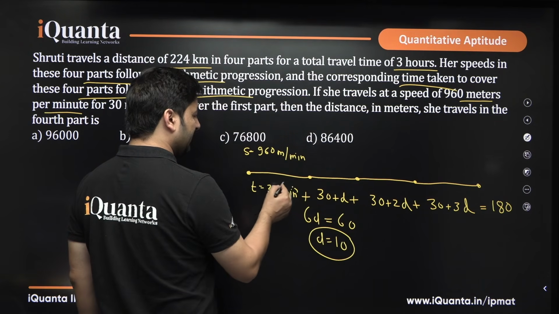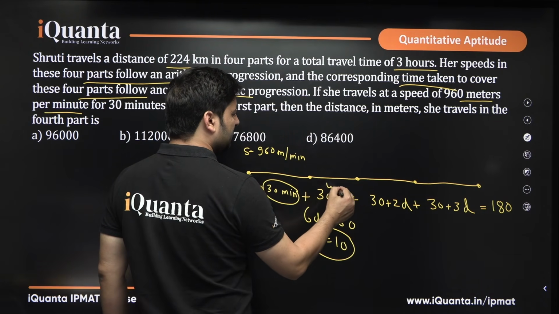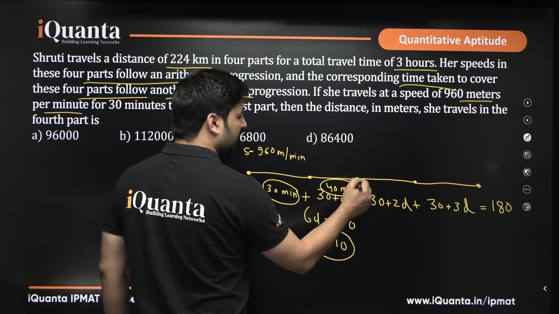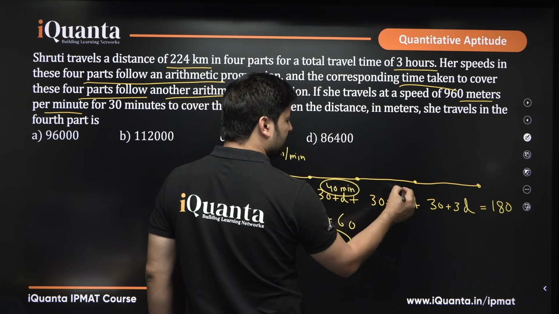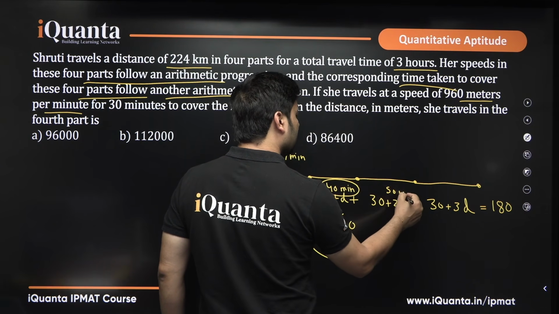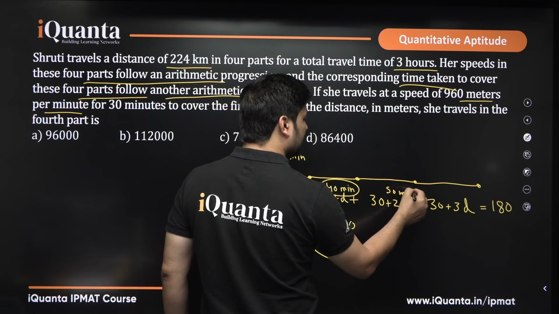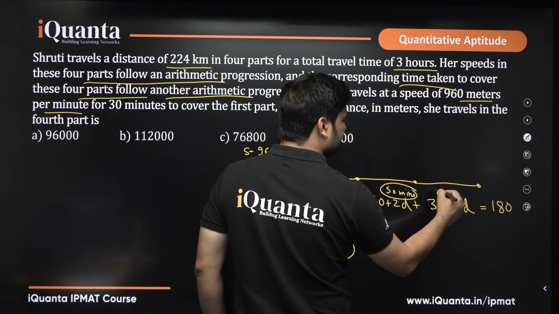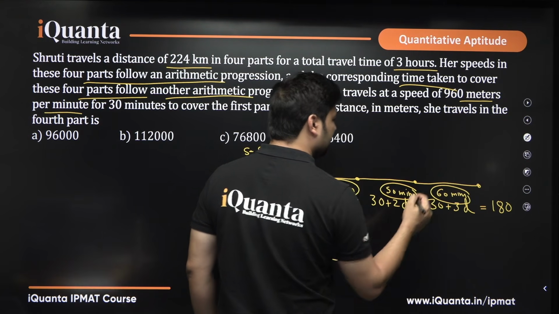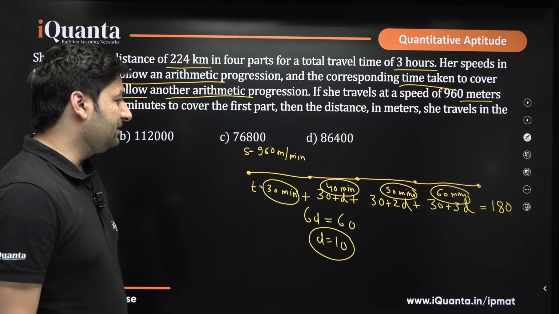30 minutes was the time taken over here, 40 minutes will be the time taken over here, 30 plus 10. After that, 30 plus 2 into 10, that is 30 plus 20, that means 50 minutes will be the time taken here. And then finally 60 minutes, if you put D equals 10 here, 60 minutes will be the time taken to travel this part. I hope this is clear.